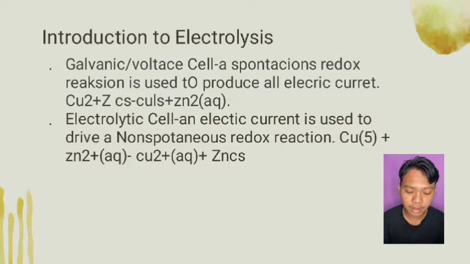Let's compare that voltaic cell to an electrolytic cell. An electric current is used to drive a non-spontaneous redox reaction. If we look at the overall reaction here, we're starting with solid copper and zinc 2 plus ions in solution: Cu(s) + Zn2+(aq) → Cu2+(aq) + Zn(s), which is the reverse of the reaction we just took, giving zinc ions in solution and solid zinc.